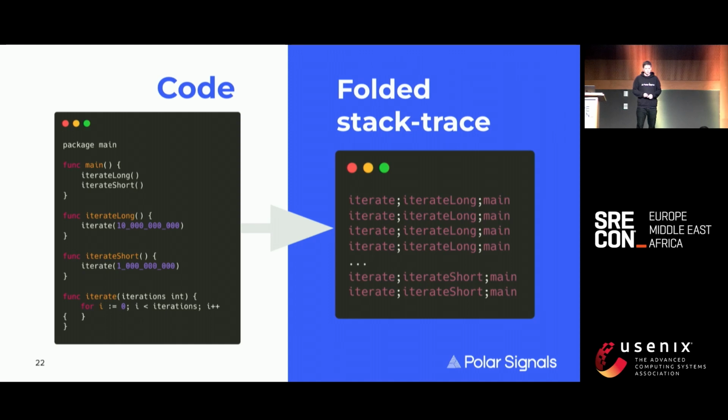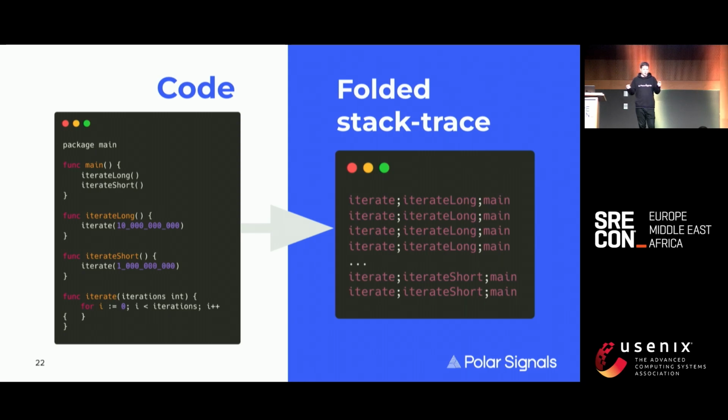The way it works, you have the stack trace, or your actual code, and you can see there's the main function, and we have two functions called from the main function: iterate long and iterate short. One does, I think, 10 billion iterations, the other only a tenth of it. So we can see the difference later on.